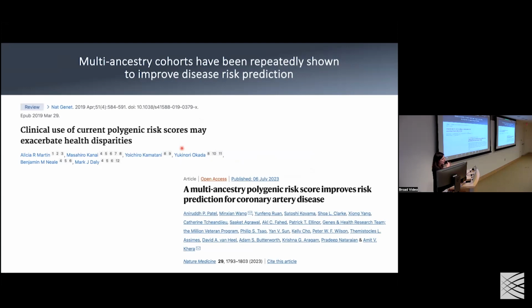Conversely, when we do take genetic diversity and different ancestries into account in the polygenic risk score approach, that can greatly improve risk prediction. An example is shown here, again from the Broad, in the context of coronary artery disease.